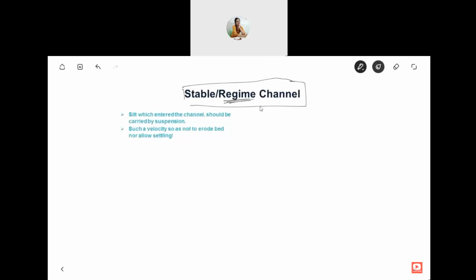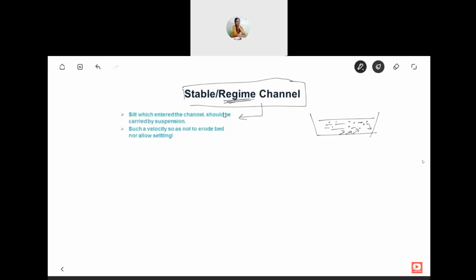So what does it tell exactly? The exact definition goes like, whatever silt is carried by the water should always remain in suspension. They should not settle, and also the water should not erode further particles. So whichever is carried should be carried all over. That is what a stable or regime channel means.